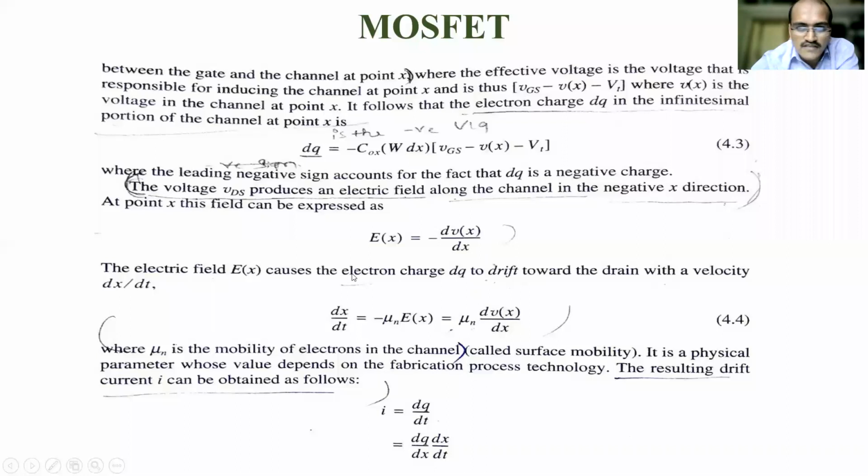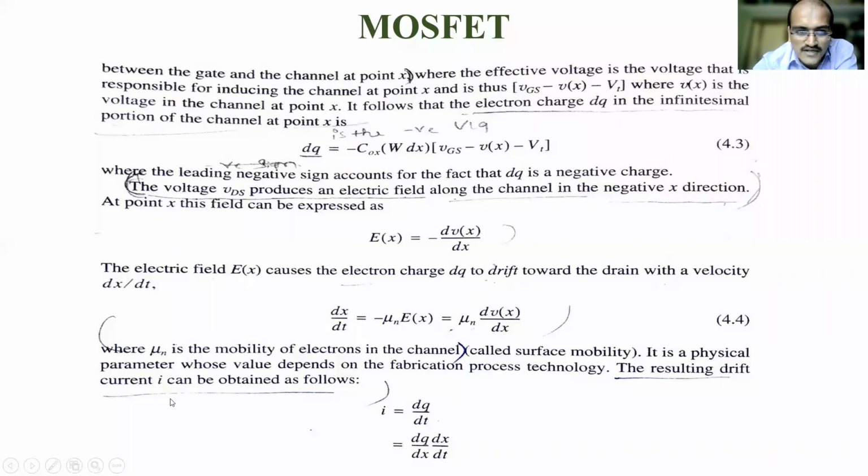Then the electric field is E of x. The electron charge dq drifts toward the drain with a velocity dx by dt. So dx by dt is given as mu n into E of x, so it is minus mu n dVx by dx. From this, E of x I have substituted here. Here mu n is the mobility of electrons in the channel.